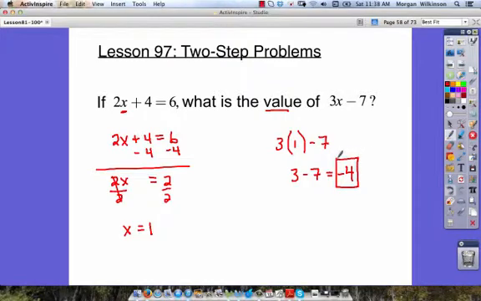When we've got these two-step problems, we need to figure out what our x value is by solving the equation. Then we need to evaluate to find the value of our expression that's given. Let's look at one more example.